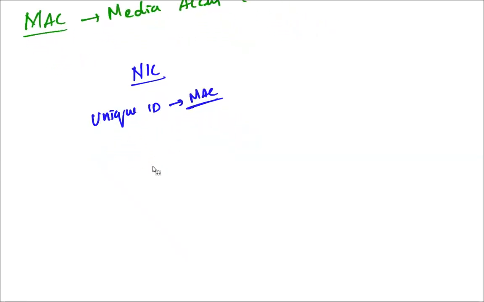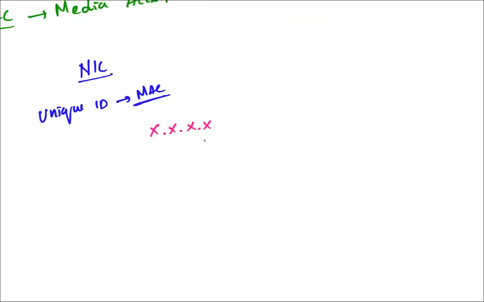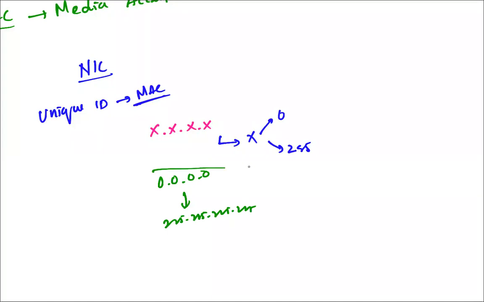Right, now let's understand the format of the MAC address. See, for an IP address, we know the format is X dot X dot X dot X. This is the format of an IP address. And what is the range of an X? X can vary from 0 to 255. So we all know that the IP address range starts from 0.0.0.0 and goes till 255.255.255.255.